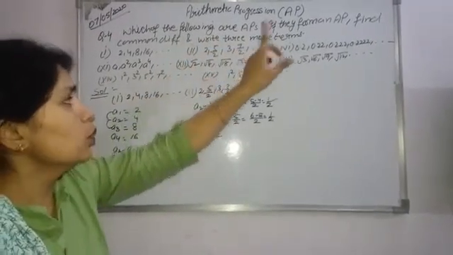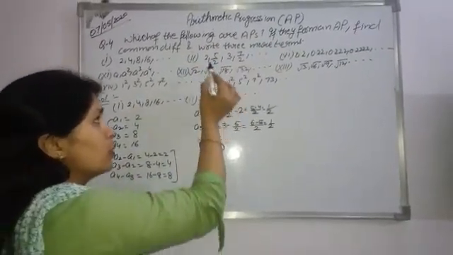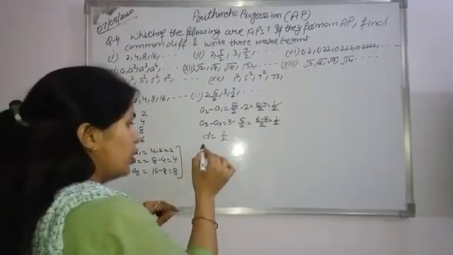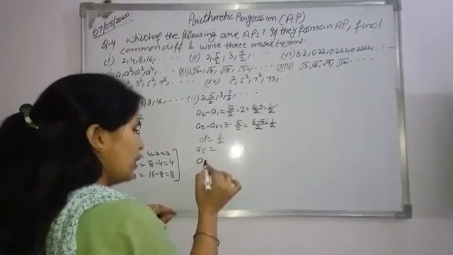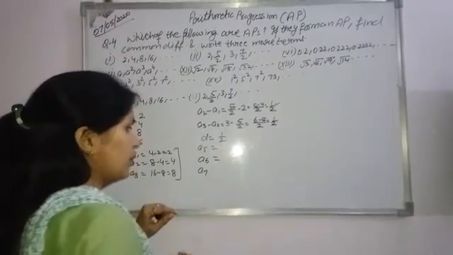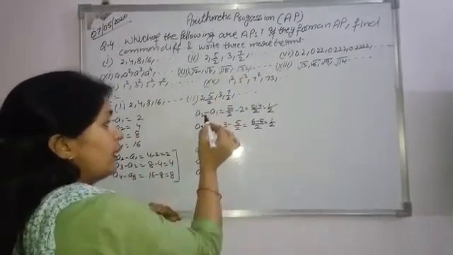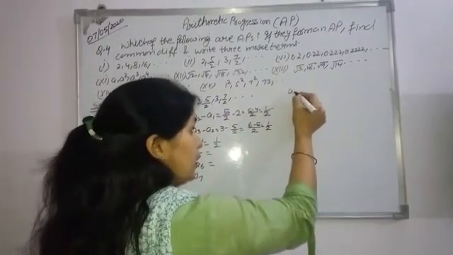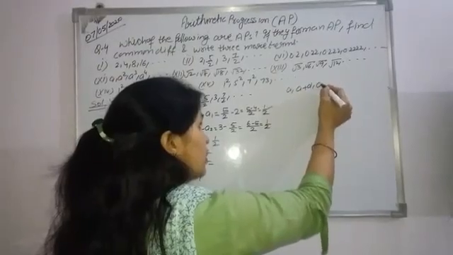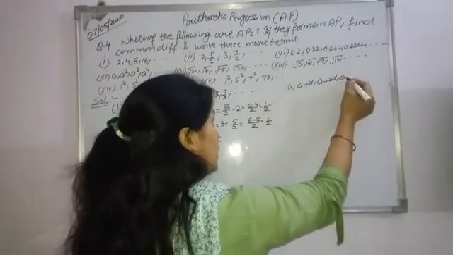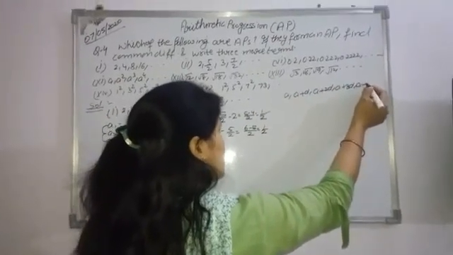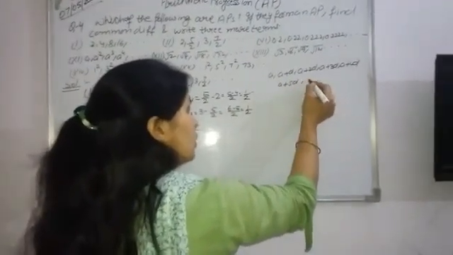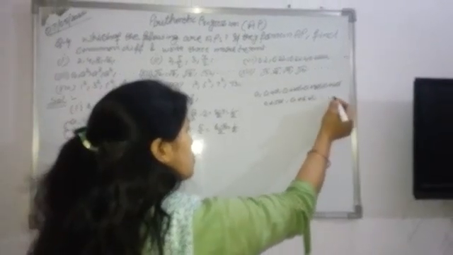And write 3 more terms. How many terms are given to us? 1, 2, 3, 4 terms are given to us. Next 3 terms, it means A5, A6 and A7, we want to find out. And what is our general form? The general form is A, A plus D, A plus 2D, A plus 3D, and this process is going on. A plus 4D, A plus 5D, A plus 6D, and so on.